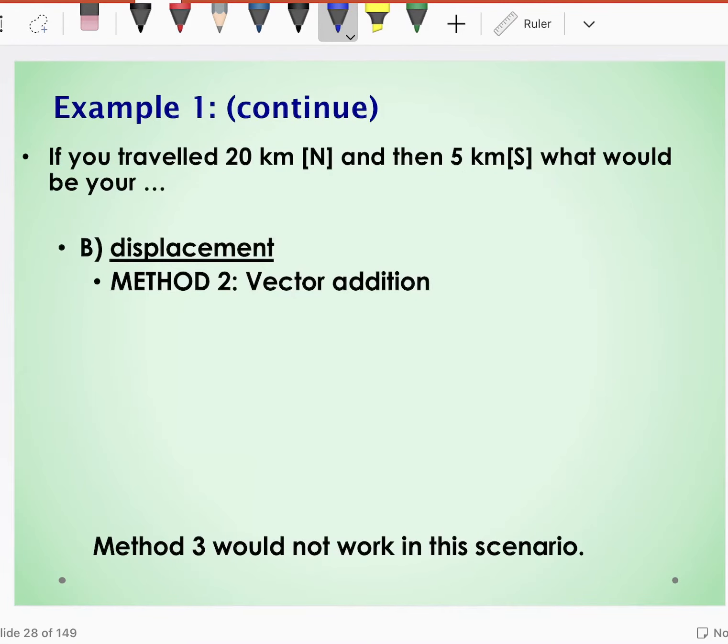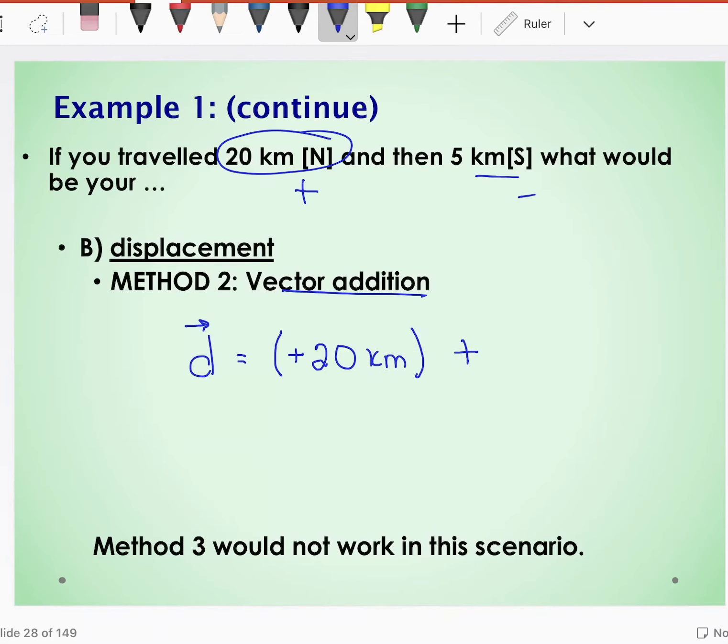All right. Now, with that same problem, you could also have used vector addition, which is probably going to be the more likely way as we move forward. So this is where for displacement, I now have to assign positives and negatives. So again, north is typically positive in this scenario, and south is negative. So how does this look then? 20 kilometers becomes positive 20. And I'm adding, it is vector addition, but then 5 kilometers south becomes negative 5 kilometers.